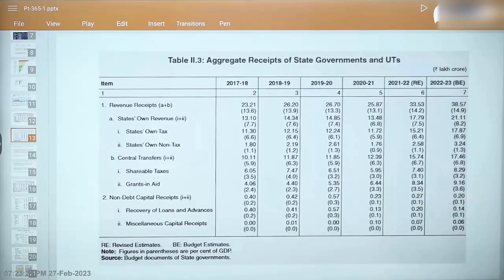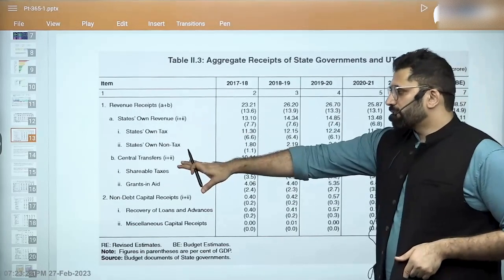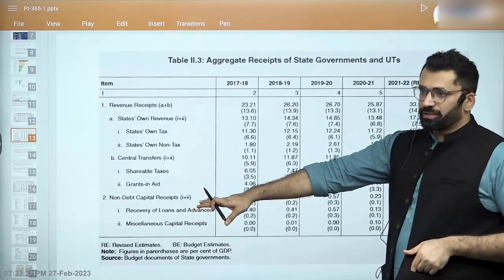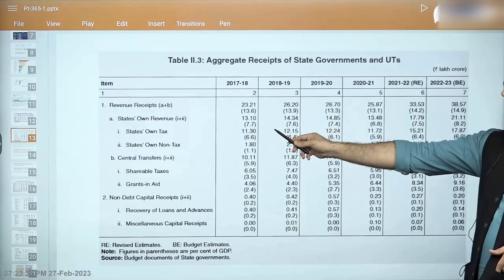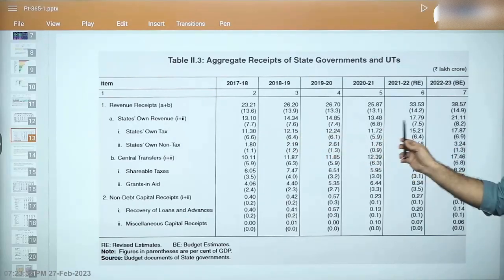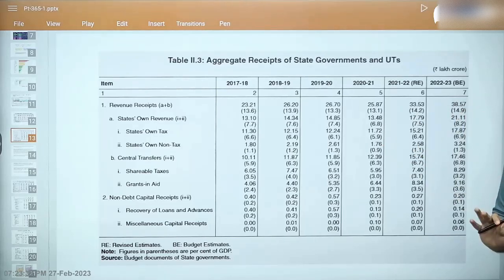Now where is the money coming from? The aggregate receipts of the state governments, the own revenue, central transfers, and non-debt capital receipts. States own tax revenue 7.7, 7.6, 7.4, 6.8, 7.5. So 1 year it has been decreasing. You don't have to remember the numbers, just the trend.